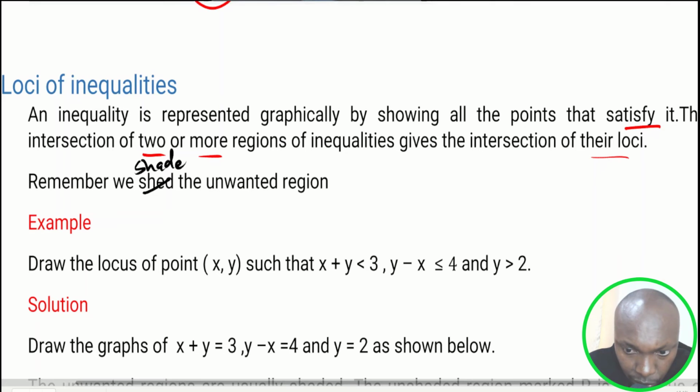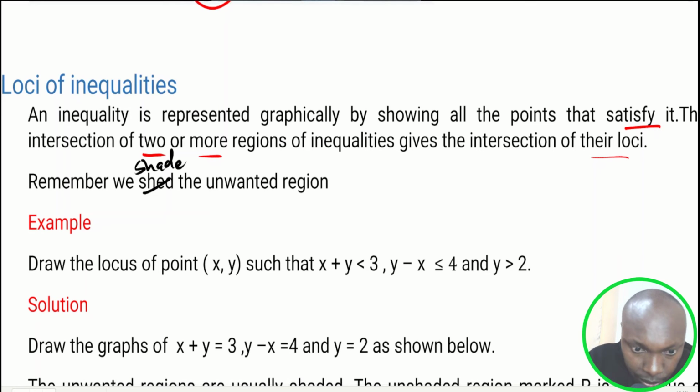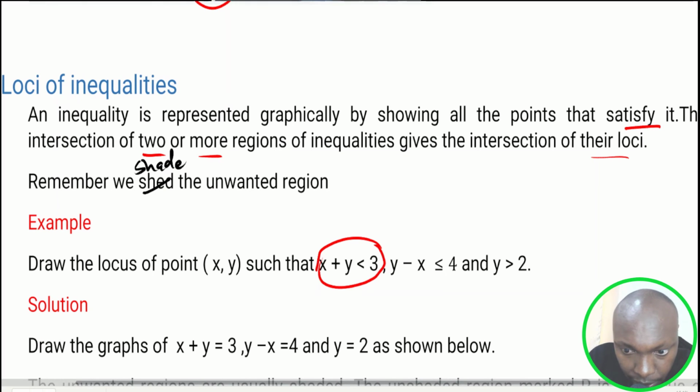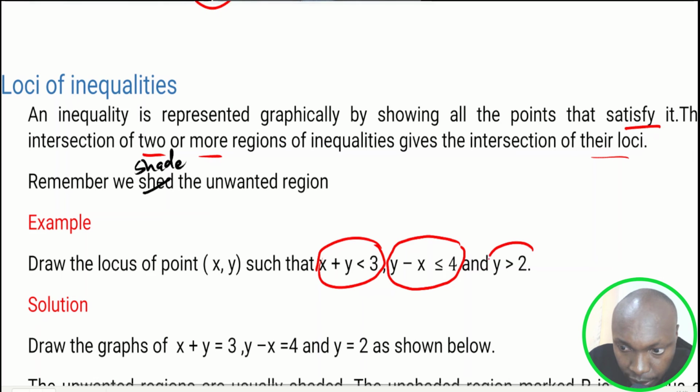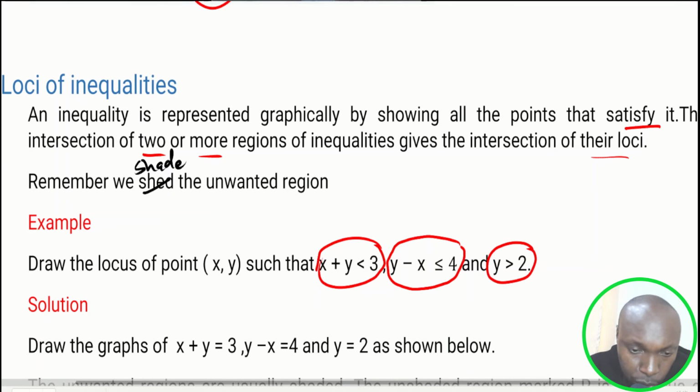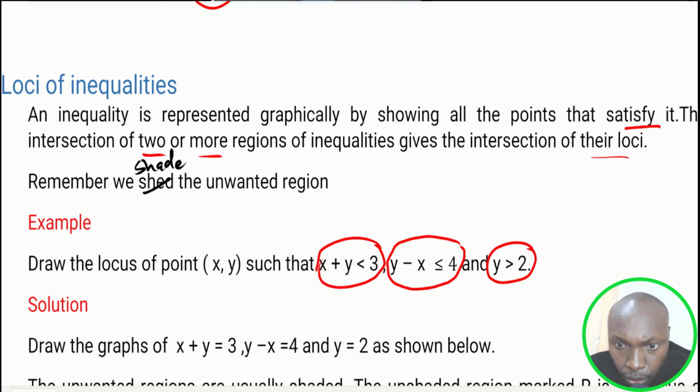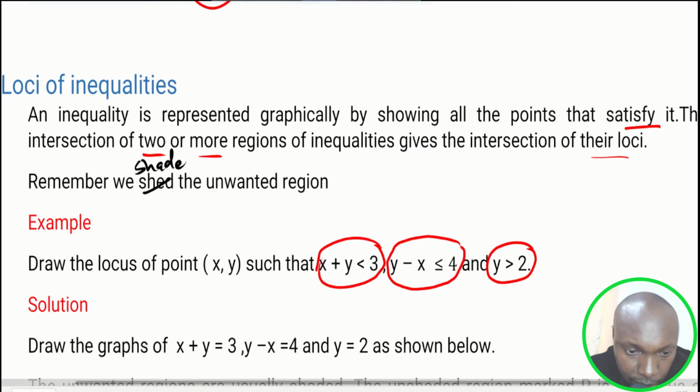So let's do this using an example. Draw the locus of point xy such that the first inequality is x plus y is less than 3. Then we have the other inequalities: y minus x is less than or equal to 4, and y is greater than 2. So there are 3 inequalities.